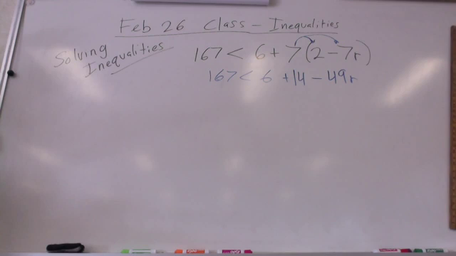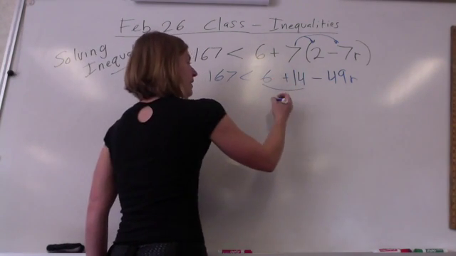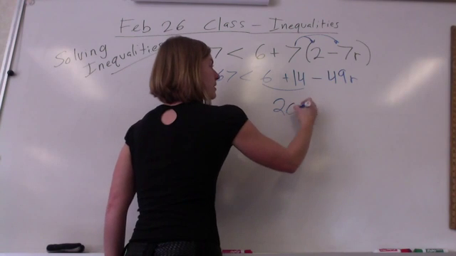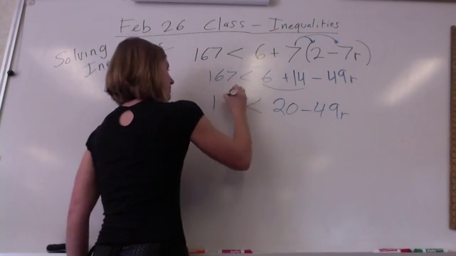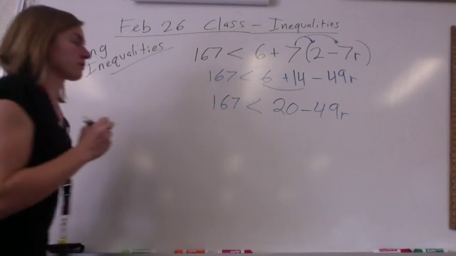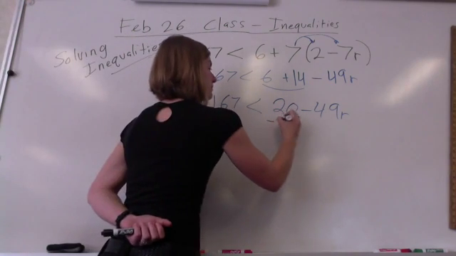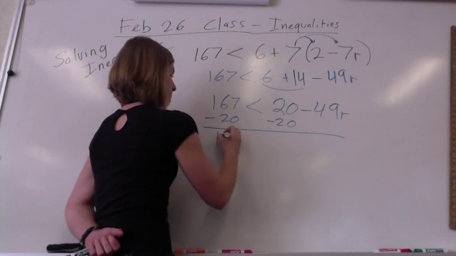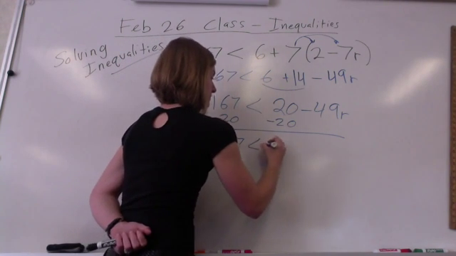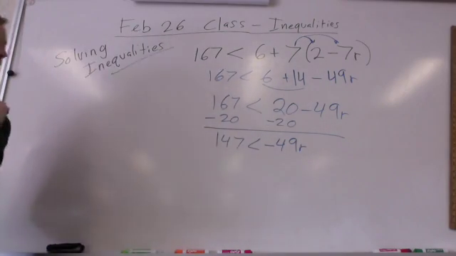You can add this 6 and 14. Then I can combine the like terms. 6 and 14 become 20. Still have everything else. Subtract the 20 because it's adding. It'd be 147.